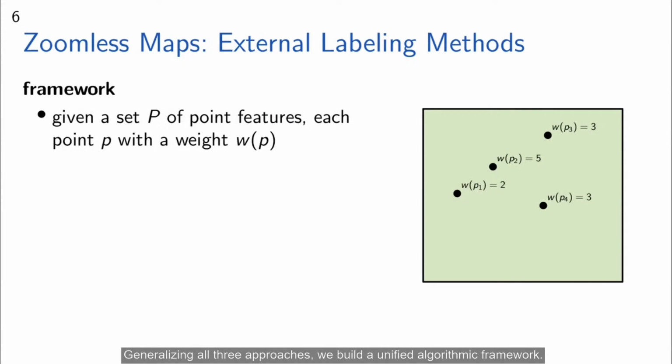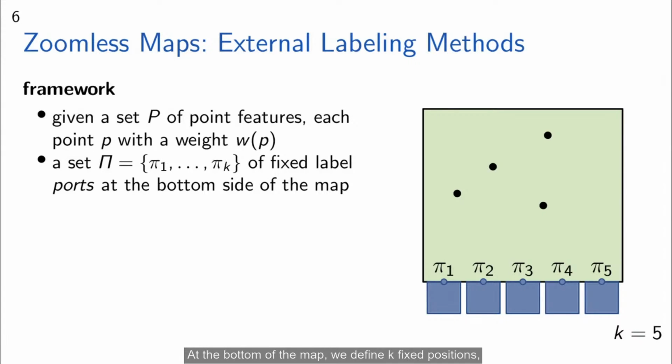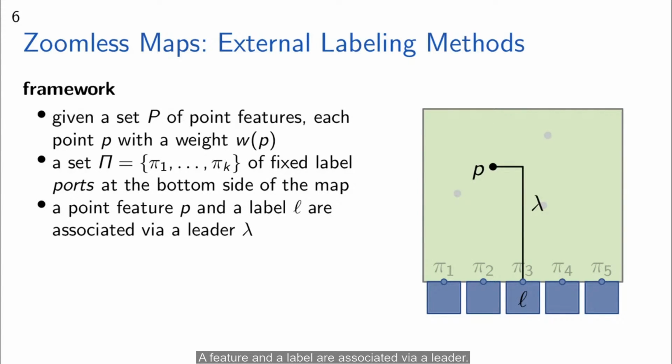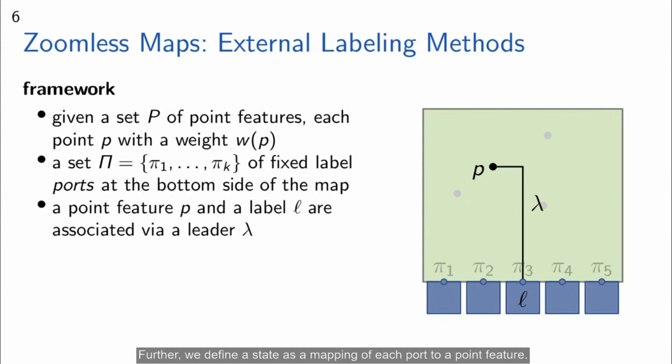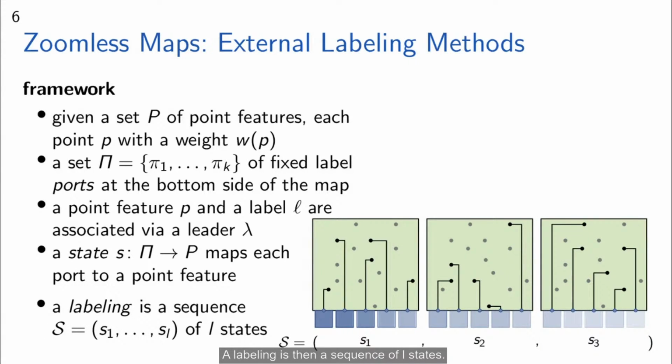Generalizing all 3 approaches, we built a unified algorithmic framework. We assume that we are given a set of point features, each of them with a weight. Using the running example of restaurants, this weight might represent a user-given star rating. At the bottom of the map, we define k fixed positions, called ports, where we attach the labels of features. A feature and a label are associated via a leader. Further, we define a state as a mapping of each port to a point feature. A labeling is then a sequence of states.